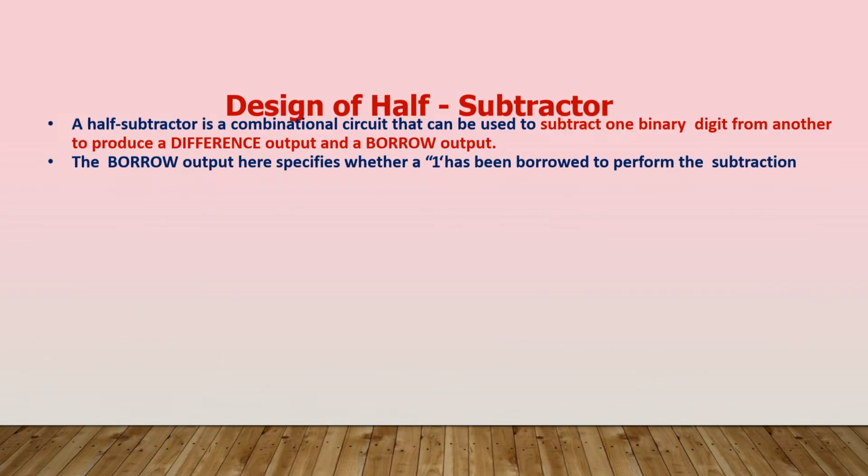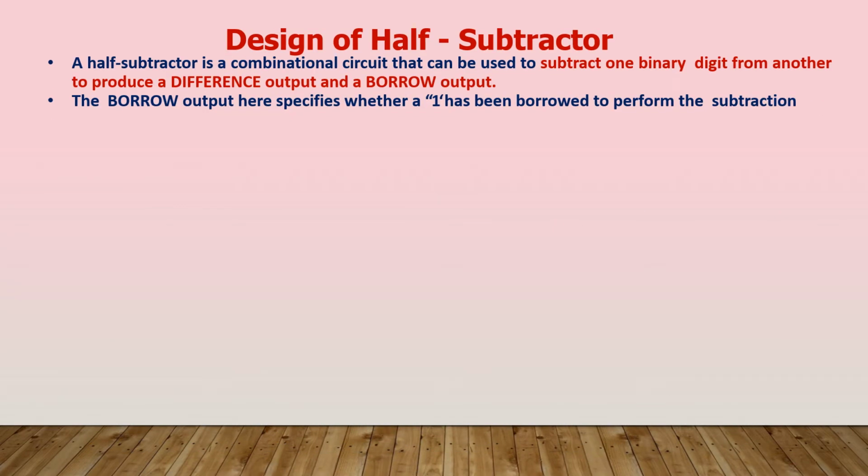Now we are going to design a half-subtractor. A half-subtractor is a combinational circuit that can be used to subtract one binary digit from another. It gives two outputs: one is the difference, and the other is the borrow output. The borrow output specifies whether a one has been borrowed to perform the subtraction.